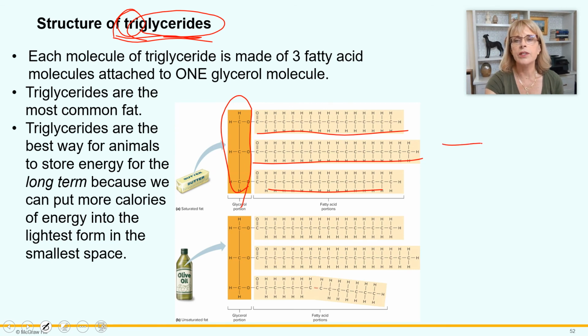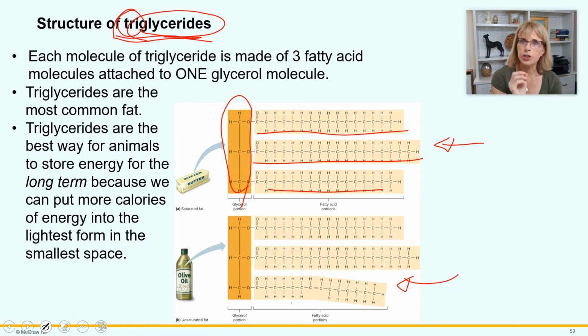Now, you'll notice that this is an animal fat. Animal fats are saturated fats. The chains are different lengths, meaning more or fewer carbons, but they're saturated. They've just got as many hydrogens as they can hold. However, here we've got olive oil, and you can see that this one fatty acid making up part of this triglyceride has a double bond, and that is an unsaturated fatty acid. So this is an unsaturated fat.